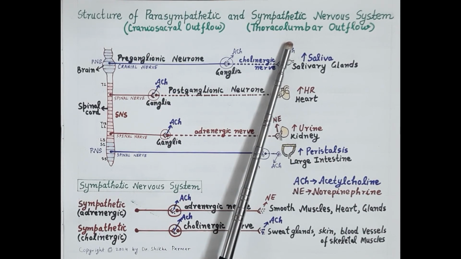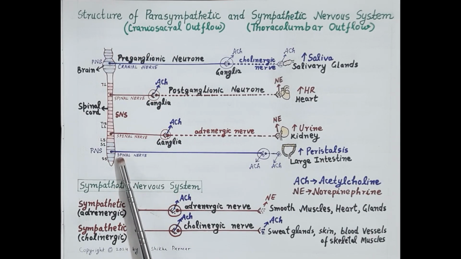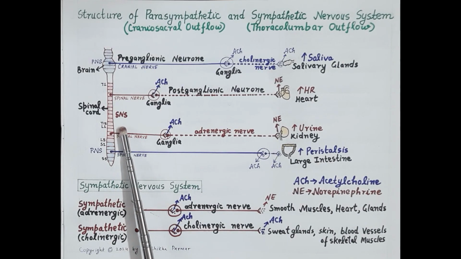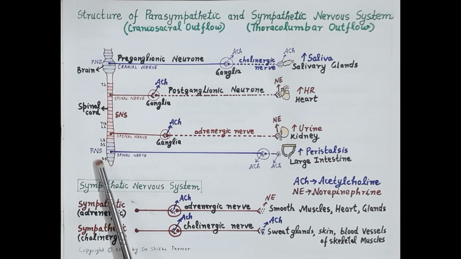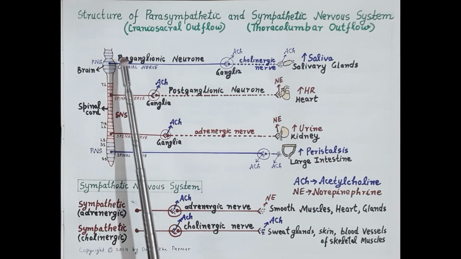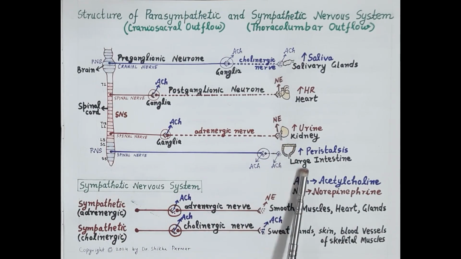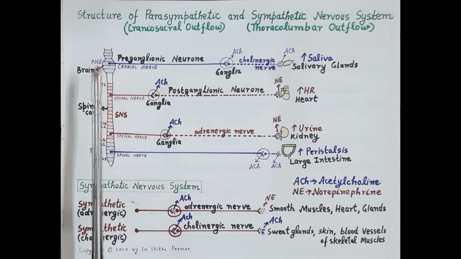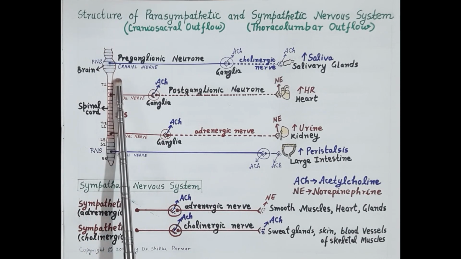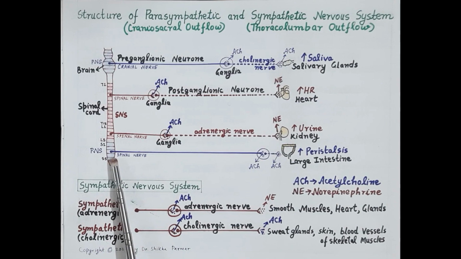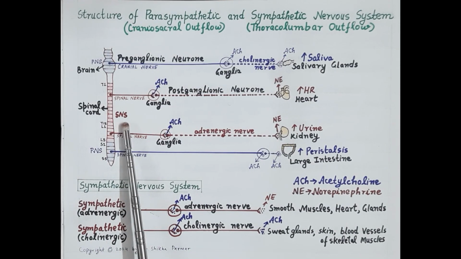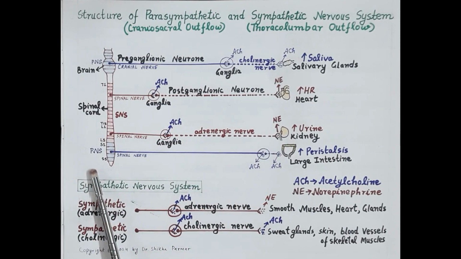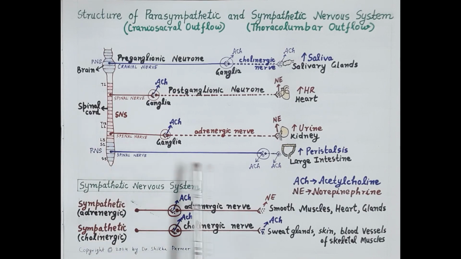As we all know, the peripheral nervous system connects the central nervous system to the different organs of the body. So now let's study the structure of the sympathetic and parasympathetic nervous systems, and how these two systems connect the central nervous system to the target organs of the body. This is the structure of the central nervous system. This area represents the brain stem, and this is the spinal cord. Here the sympathetic nervous system, in short SNS, is represented by the red color, whereas the parasympathetic nervous system is represented by the blue color.